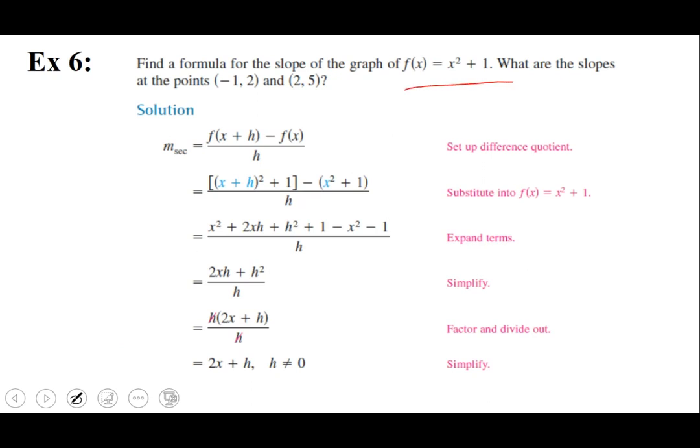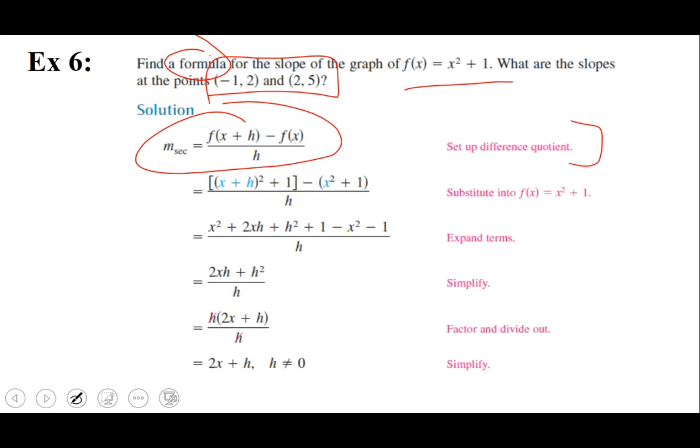What if I gave you a function and I said find a formula? That means keep it general with x's. But then at the end, if I said, what is the slope at these 2 specific points, you would actually have to use those x values. So here, start by doing the general formula with the x's. So set up a difference quotient. Everywhere there's an x, put an x plus h, minus the entire function f of x.